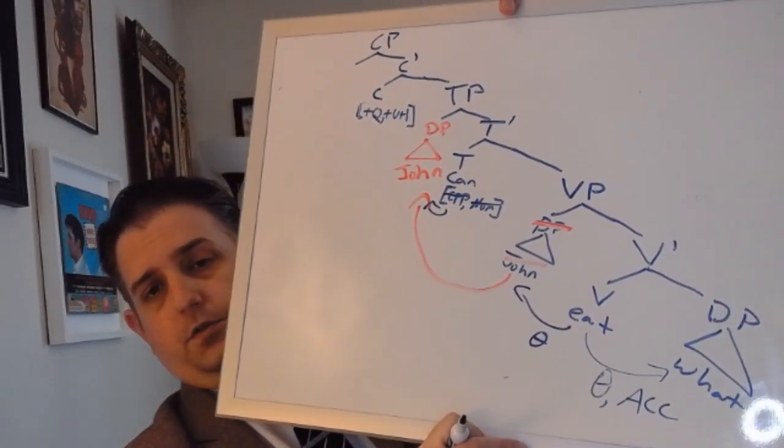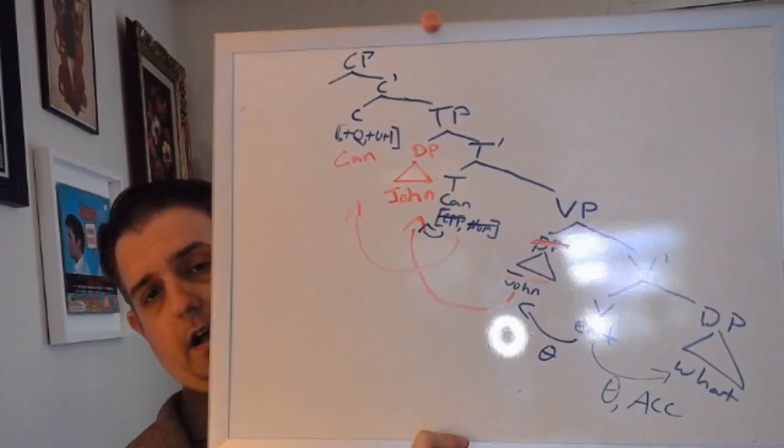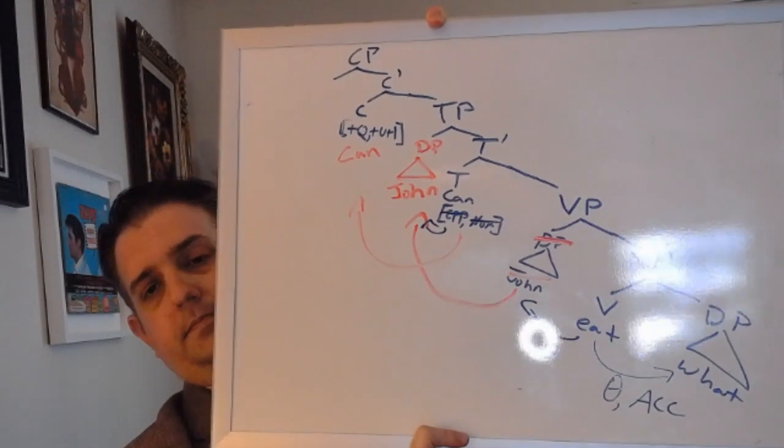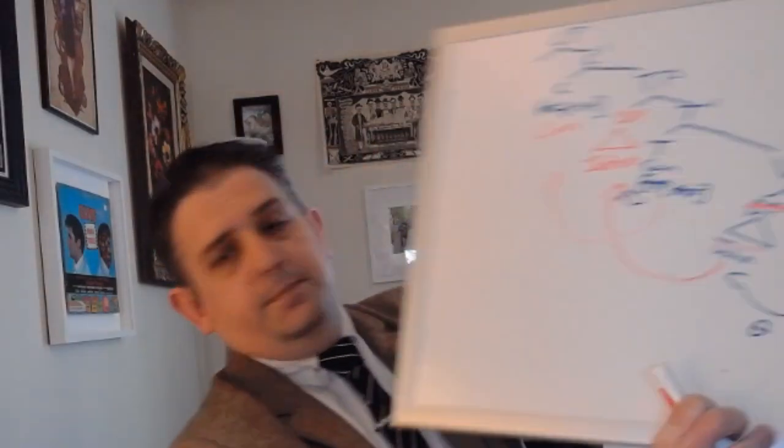Then we have to do another movement operation. We're going to move can from T up into C, just as we did before. So that's the same movement that we saw in moving to form a yes-no question. And that's going to satisfy, again, the plus Q feature of the overall C position.